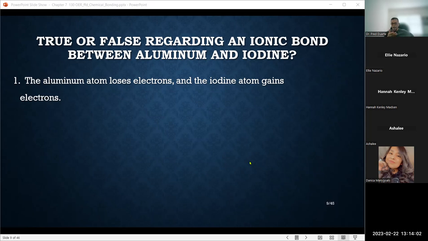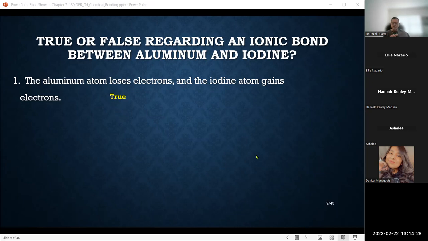So first part, aluminum atom losing electrons. To answer that, we have to make sure that we're dealing with a metal, which of course aluminum is a metal. So that part is correct. True. But let's check the second part. Iodine atom gains electrons. Is that a true statement? Yes. So the overall question is true. Okay. Overall question is true.